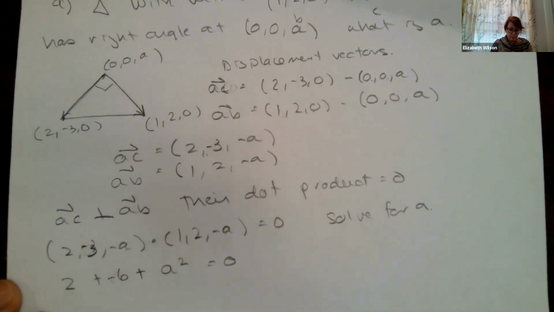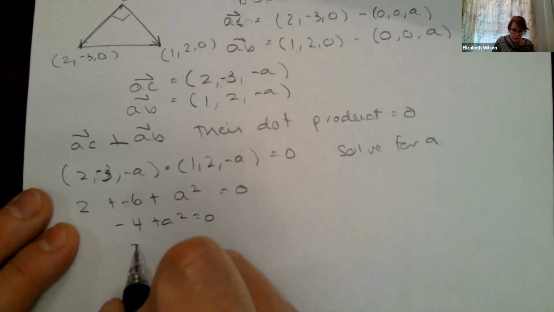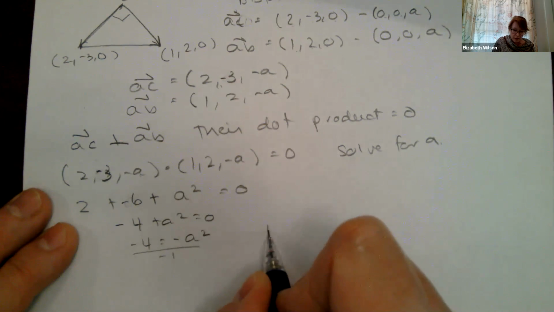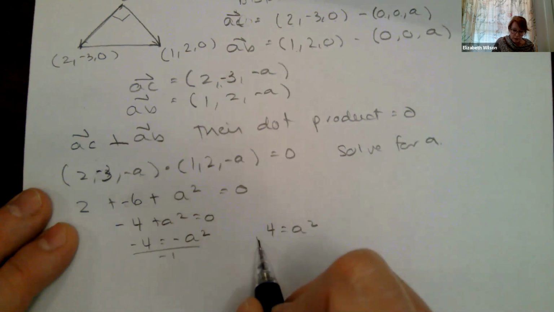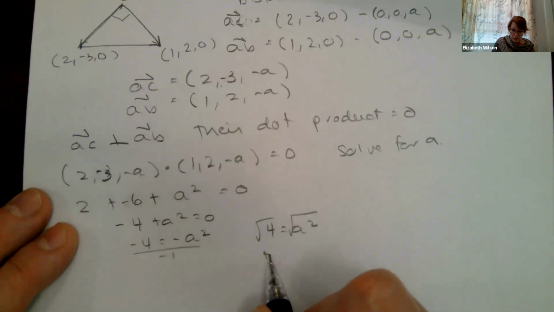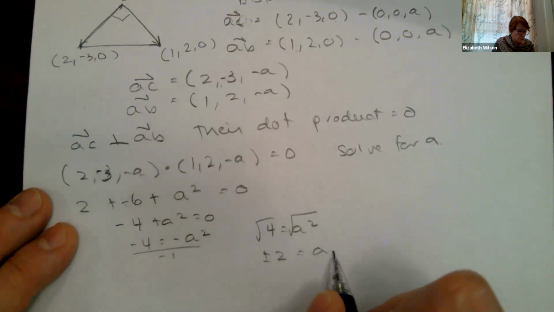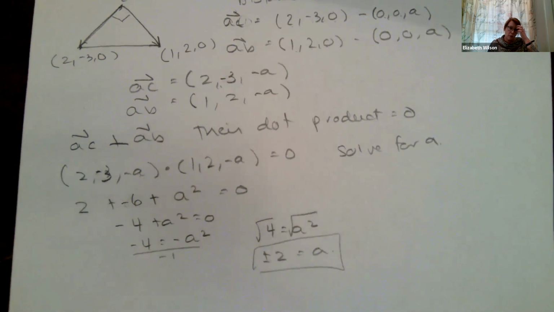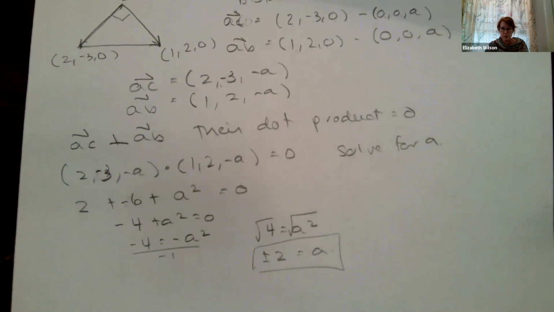There, good. All right, so now I'm going to get minus 4 plus A squared equals 0. And then you get minus 4 equals minus A squared. I can divide by minus 1, so I get 4 equals A squared. I take the square root of both sides, so positive or negative 2 equals A. Okay, so either one of those will work. Positive or negative 2 will give me a dot product equal to 0.